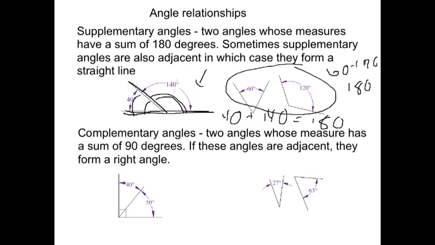I can say that 40 and 140 are adjacent because they share a common side. I can't say that about 60 and 120. They don't share a common side.